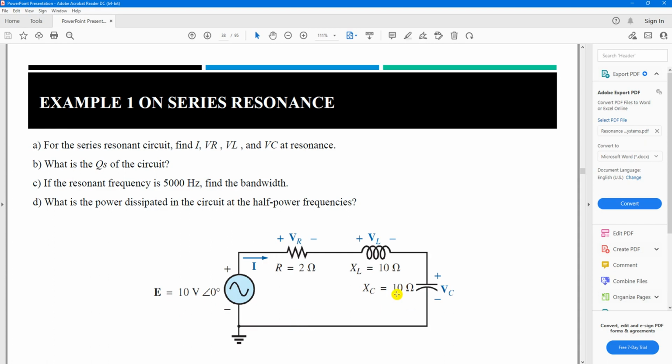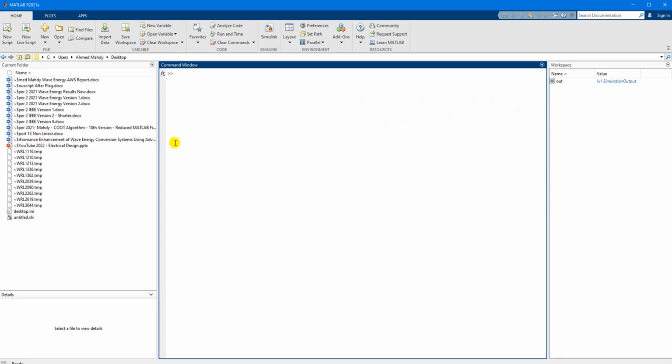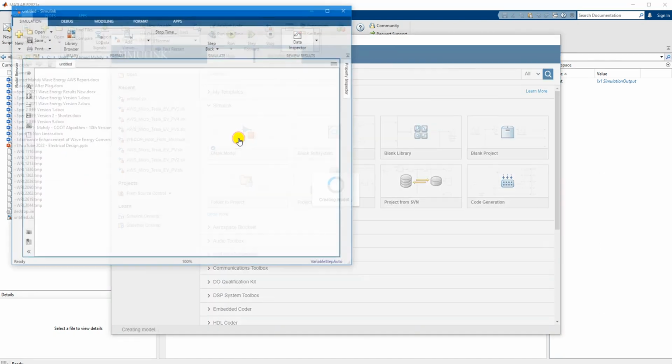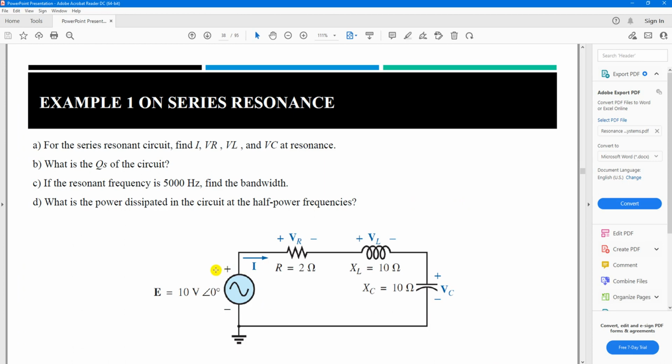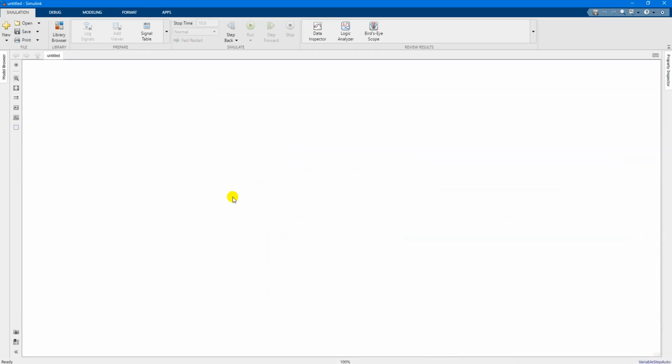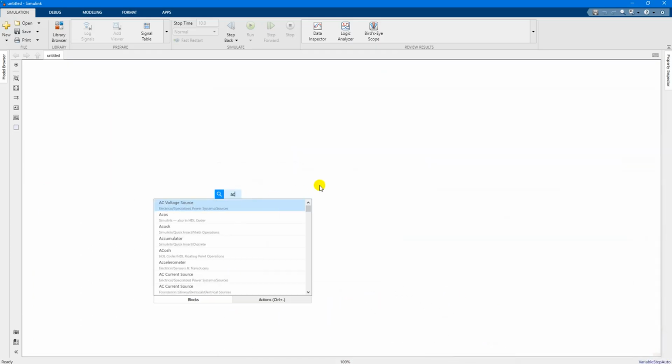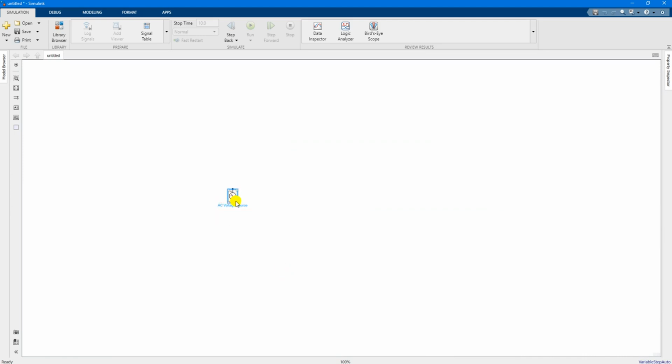If we go to our MATLAB program, we click New, then we choose a Simulink model, a blank model. Now the first step is that we need an AC supply. So I'll double click here, then type AC voltage source. Remember, it's in Electrical, Specialized Power Systems, Sources. So we have here our AC voltage.